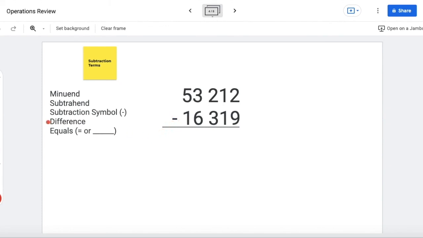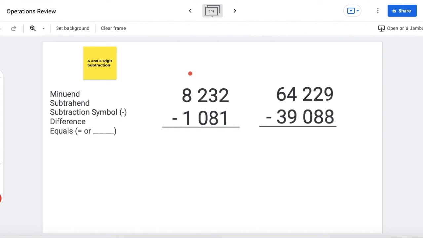The subtraction symbol is a dash found on the left side of the problem. The difference goes at the bottom. This is the answer, the difference between the minuend, that large number, and the subtrahend. And the equals symbol, or vinculum, in this case, is the long line found in other vertical operations problems. Let's try some examples.